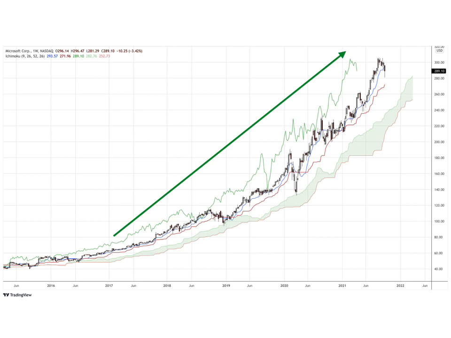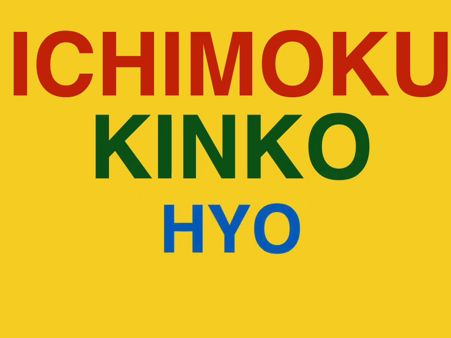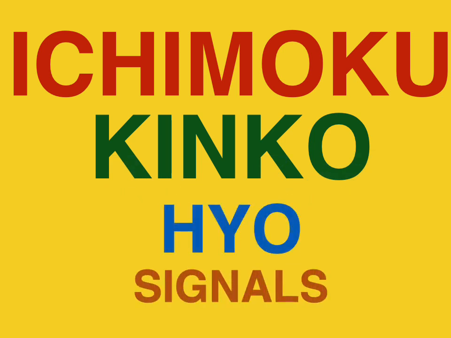How do you know if the stock you're holding will move like this or like this? The Ichimoku Kinko Hyo system provides you with valuable signals that could mean the difference in the success of your investments. The Ichimoku chart is made up of 5 important elements.